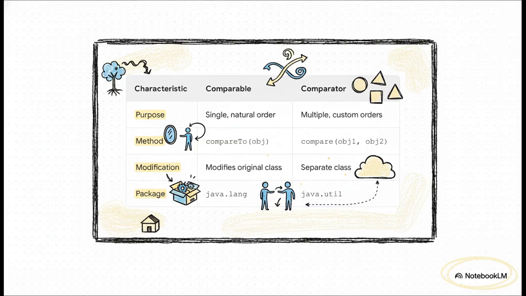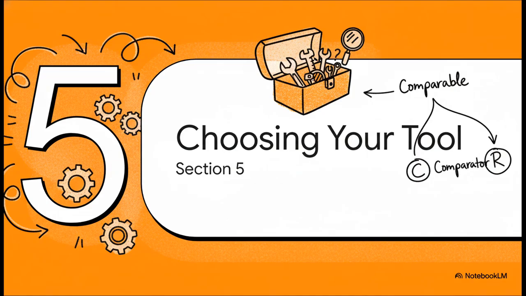The modification. This is the big one to remember. Comparable forces you to modify the original class. Comparator is a totally separate class, so there's no modification needed. And finally, the package. Comparable is in java.lang. Comparator is in java.util. So now you get the difference. The very last piece of the puzzle is knowing when to use which one in your own projects. So let's jump into our final section, choosing the right tool.